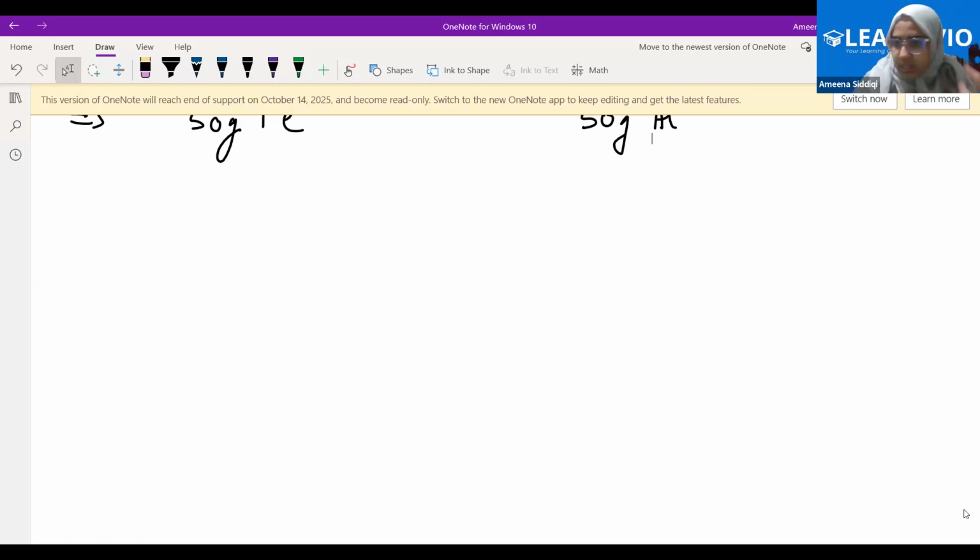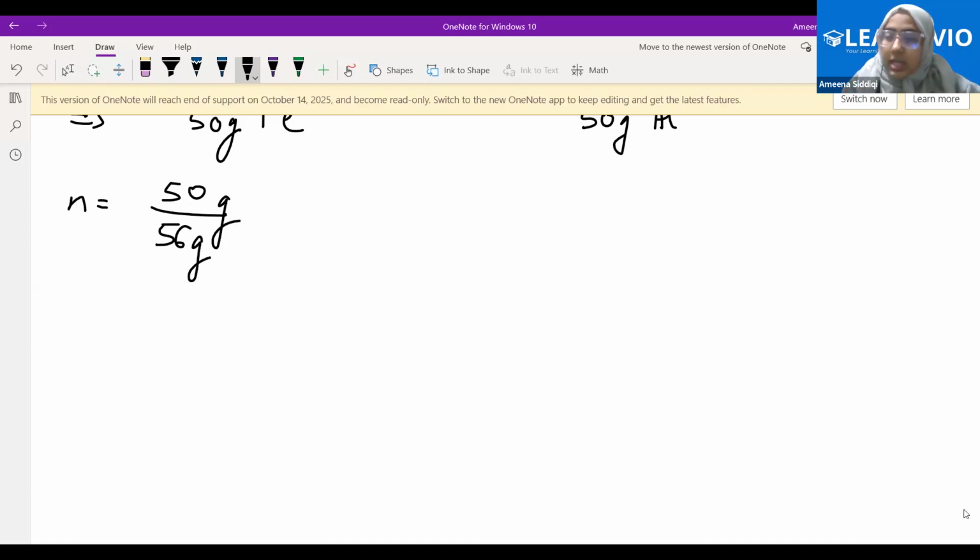When the question asks about the quantity of particles, we first find the number of moles. Now how do I find the mole? We have the given mass for iron, that is 50 grams. The atomic mass of iron is 56 U. Therefore, the molar mass of iron will be 56 grams. We will get the answer as 0 point something something.